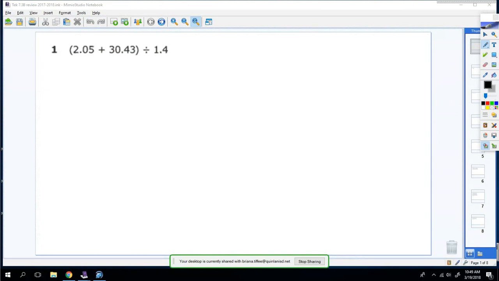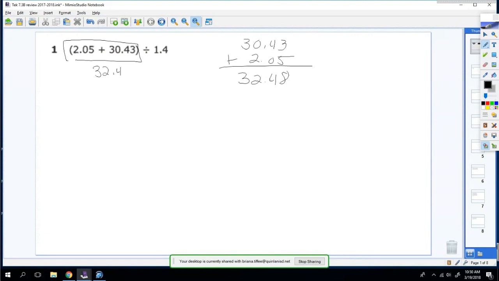So the first one you do is you look at the parentheses. So we're going to be looking at here. So you're going to do 30.43 plus 2.05. When you add it together, you get 32.48. So now you have 32.48 divided by 1.4.